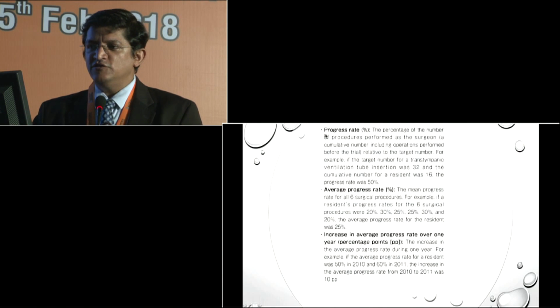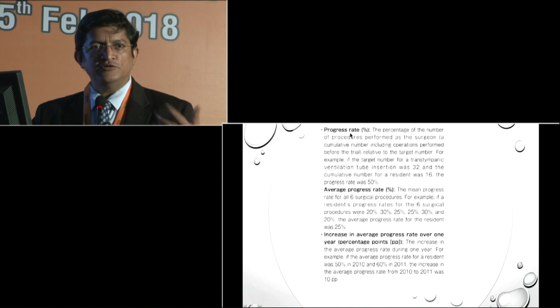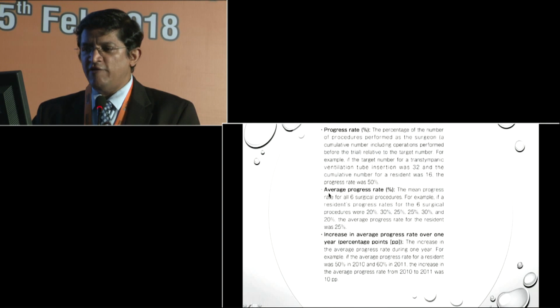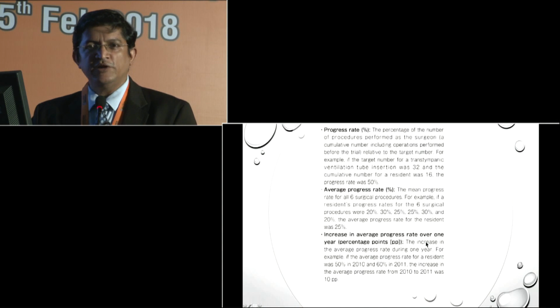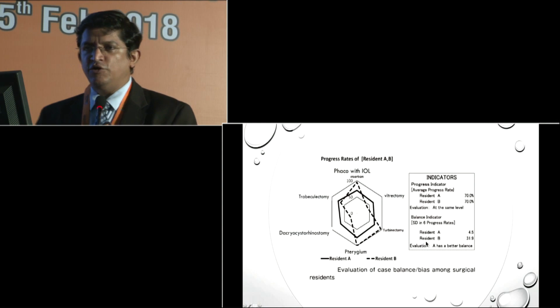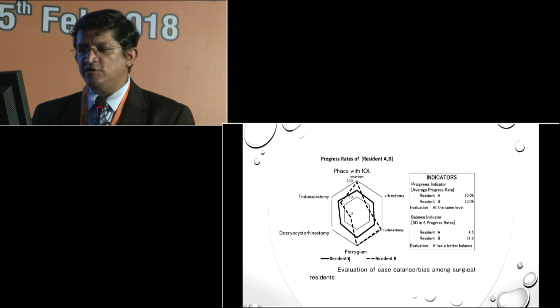So there are 3 concepts that we talk about: progress rate, how this resident is progressing, the average progress rate, and the increase in the progress rate over a period of time in terms of percentages. And what you look at, I'm not talking about Oscars or a structured examination like she spoke about, the O6, we are looking at not just phaco with IOL. So you don't aim at something like 100 phaco with IOL, trabeculectomies 4 or 5, dacryocystectomies, DCRs, pterygium surgery.